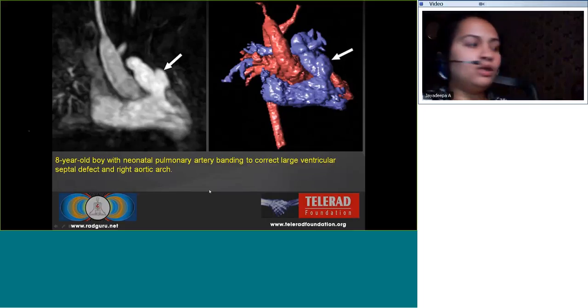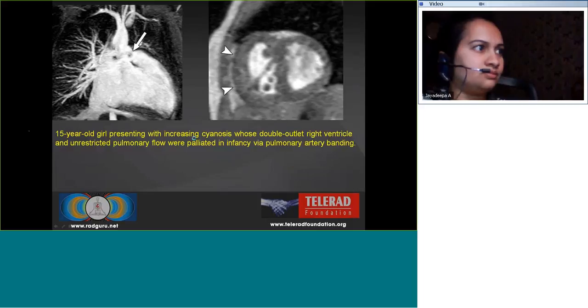Now, this is an 8-year-old boy with neonatal pulmonary artery banding in order to correct a large VSD and a right aortic arch. So, what we see here is the erosion of the band, and because of the erosion, this has given rise to a pseudoaneurysm. This is a false aneurysm here, and this is the region of the band erosion.